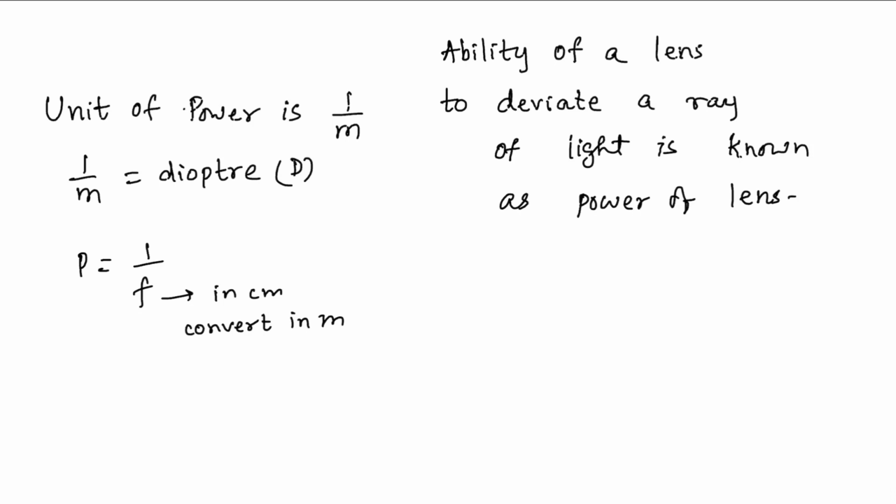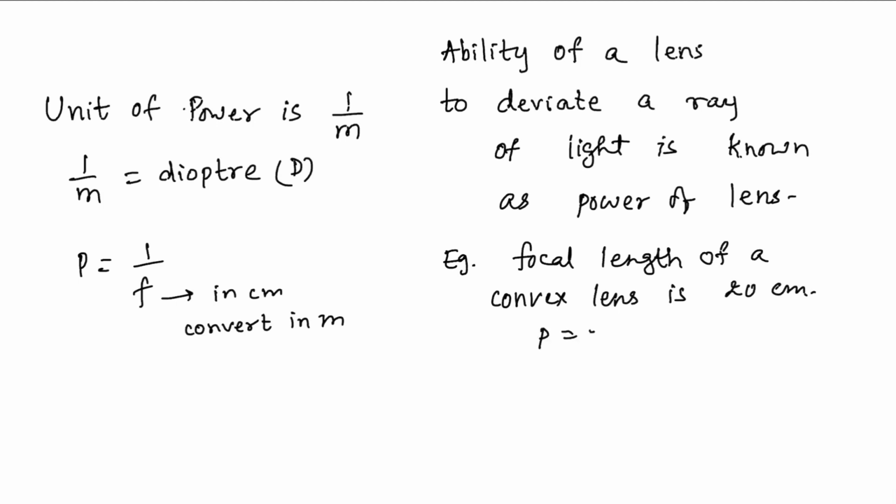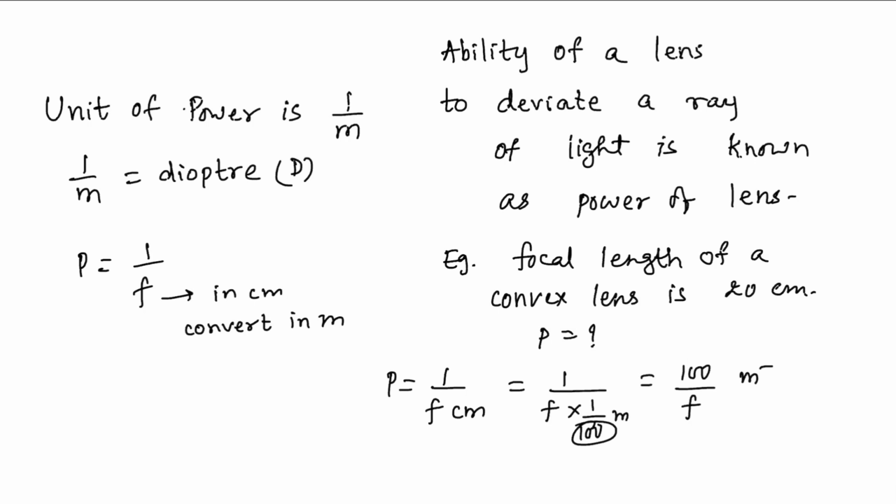Let us take an example. Suppose focal length of a convex lens is 20 centimeter. Then what is the power? Now focal length is given in centimeter, so P is equal to 1 upon F, but F is in centimeter. Convert centimeter into meter. So 1 upon F centimeter is 1 upon F by 100 meter. This 100 will go in numerator. So now we can write the formula of power as 100 upon F meter inverse, or we can say P is equal to 100 upon F diopter.